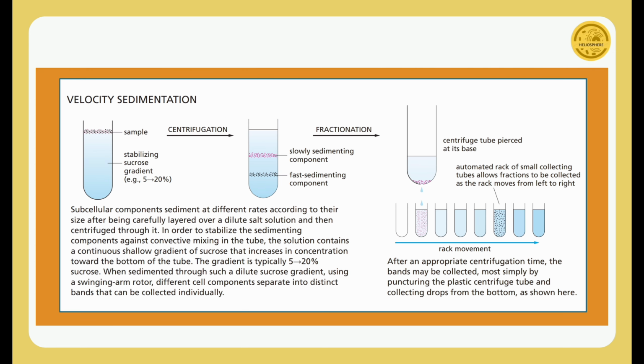In velocity sedimentation, the subcellular components are separated based on their size. The homogenate is layered over a dilute sucrose gradient and then centrifuged. As components sediment at different rates, they form distinct bands, which can be collected individually.